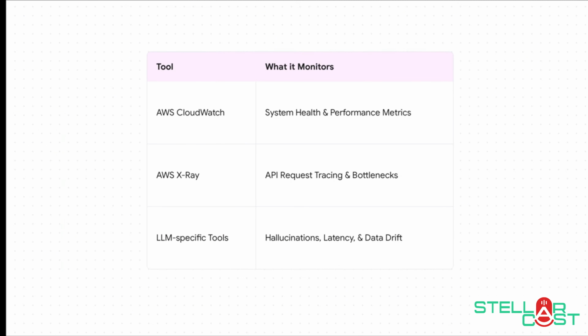Okay, once we're live, the job is not done. We have to watch everything. And our monitoring toolkit has a few different layers. At the base level, you've got AWS CloudWatch for general system health, CPU usage, memory, the basics. Then you have AWS X-Ray, which is awesome for digging into performance issues by tracing exactly what happens during a user's request. But when you're dealing with large language models, you need a whole new set of specialized tools to watch for things like latency, data drift, and especially AI hallucinations, where the model just makes stuff up. We'll get to that in a sec.